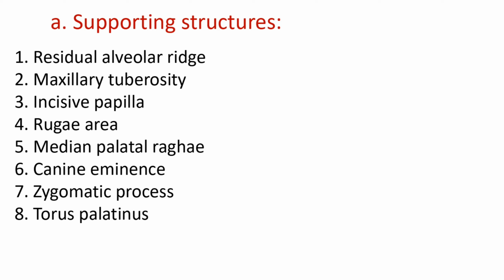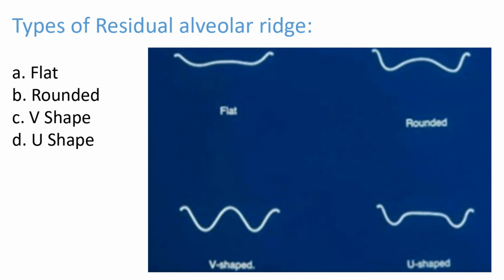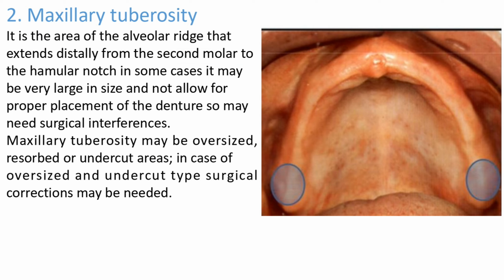1. Residual alveolar ridge. The bony process that remains after teeth have been lost is known as the residual alveolar ridge, which is covered by mucous membrane. The residual alveolar ridge is considered a primary stress-bearing area, and it will produce the ridge fossa or groove in the impression or denture. Types of residual alveolar ridge: A. Flat. B. Rounded. C. V-shape. D. U-shape.